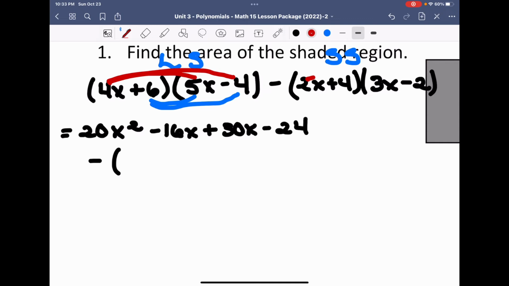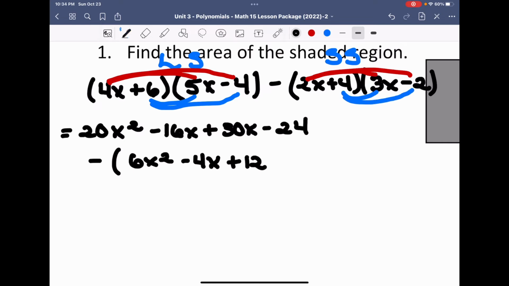So if I expand, I'm going to do 2x times the next two terms. This is equal to 6x squared. 2x times a negative 2 is negative 4x. I then move on to my next terms. 4 times the next two terms. 4 times 3 is plus 12x. And then finally, 4 times a negative 2 is negative 8.